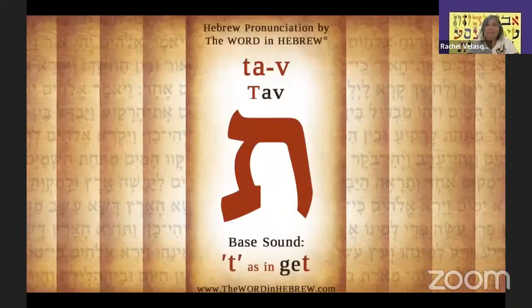All right, the tav, T as in get. Now remember we had a tet before? The tet and the tav have the same sound, but they look very different. Tav is the last letter of the aleph bet.